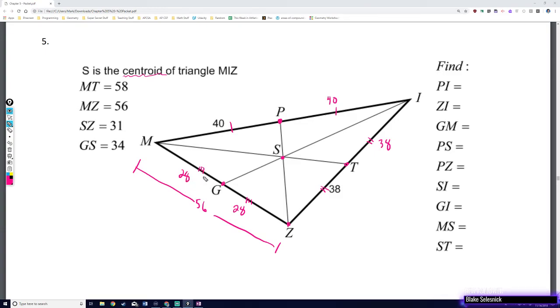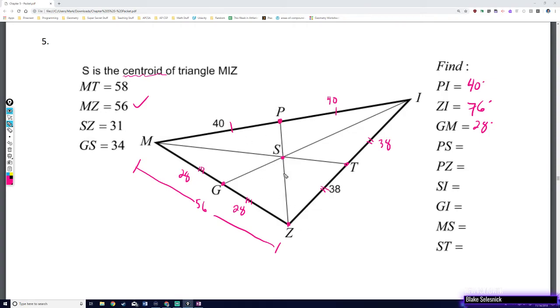Okay. So I sort of did use that one already. PI. So I'm looking at PI. PI is 40. I already did that without even knowing about it. ZI was 38 and 38, right? 76. GM. GM is 28. I did that without even knowing. Nice.